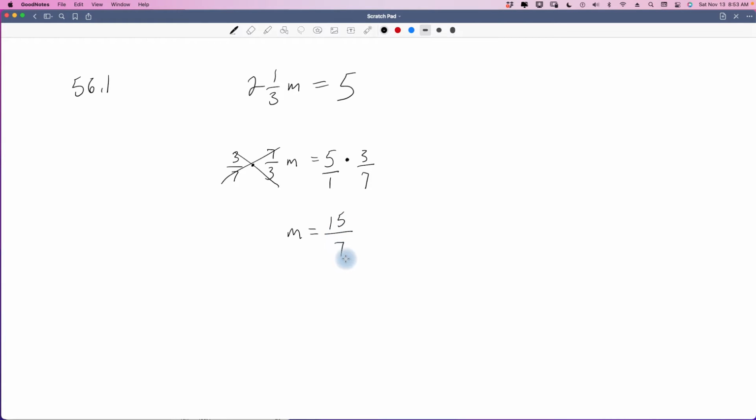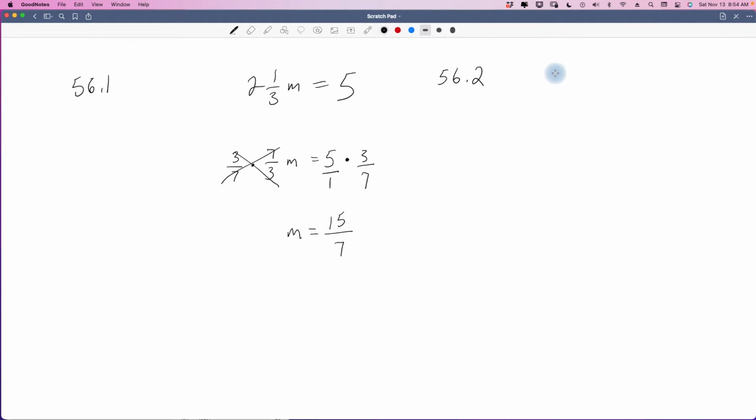Because now if we need to add or subtract or multiply or divide that number at all, it's already in the form that we need it in. We don't have to take it back out of the mixed number. So in algebra, in summary, we prefer an improper fraction to a mixed number. Mixed numbers stink. Let's do 56.2.